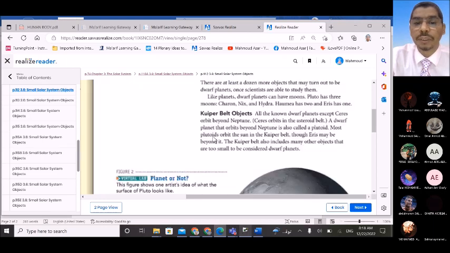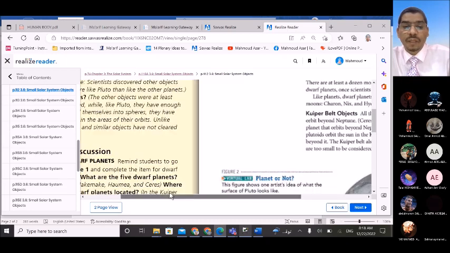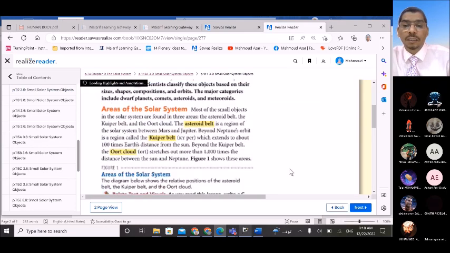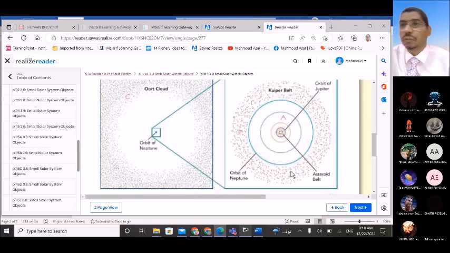Plutoids, you see this word that I'm pointing to now? Plutoids have an orbit around the sun, but they are collected in the Kuiper belt. The Kuiper belt is the belt that collects this kind of small solar objects. You see, this is the belt that is called the Kuiper belt.